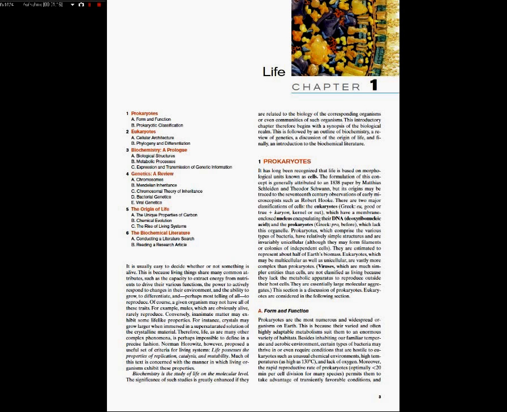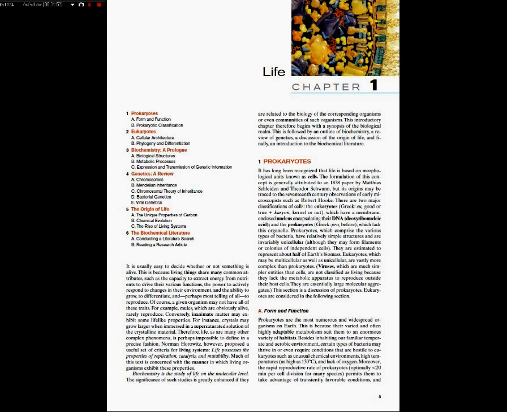Biochemistry is the study of life on the molecular level. The significance of such studies is greatly enhanced if they are related to the biology of the corresponding organisms or even communities of such organisms. This introductory chapter therefore begins with a synopsis of the biological reading. This is followed by an outline of biochemistry, a review of genetics, a discussion of the origin of life, and finally an introduction to the biochemical literature.